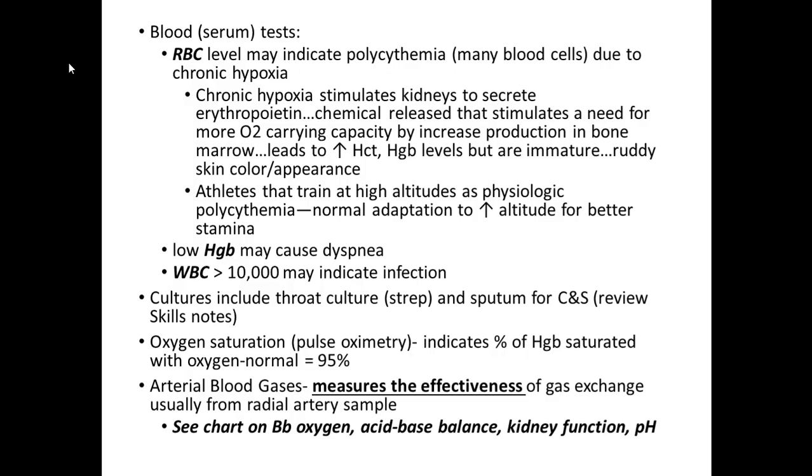White blood cells, if we see a white blood cell count that is over 10,000, we can generally think there's an infection somewhere. And then based on the rest of their symptoms, we determine where that infection is. But if you see a white blood cell count over 10,000, there's an infection somewhere.